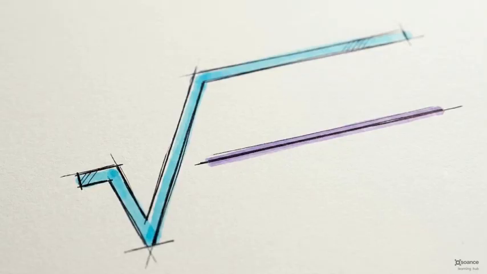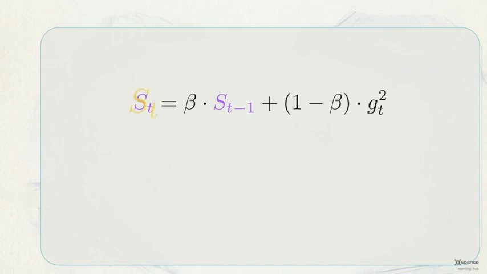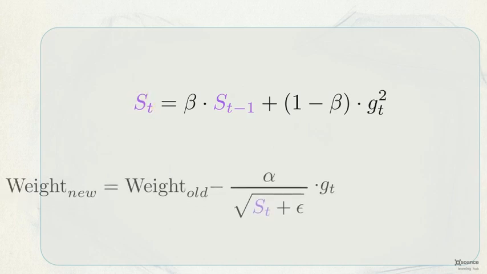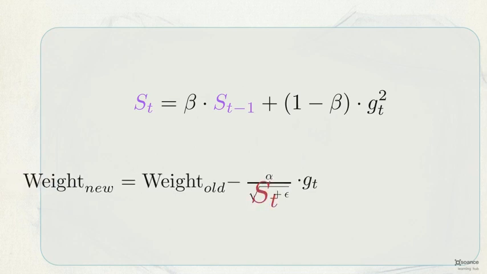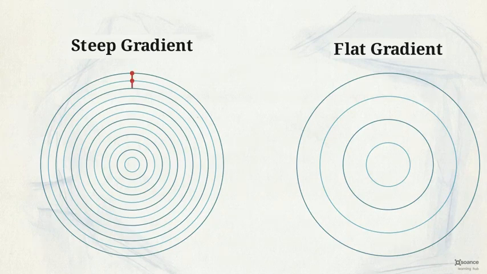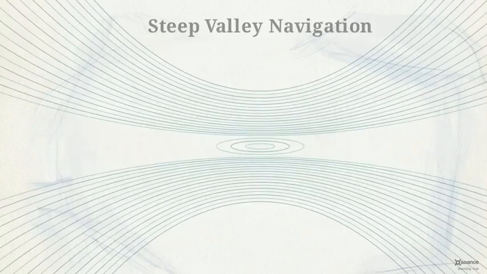There is a second separate technique we can use to stabilize our path, called root mean squared prop, or RMSProp. Instead of averaging the raw direction, RMSProp tracks a moving average of the squared gradient. By dividing our learning step by this squared average, the algorithm automatically adjusts its scale. When the gradient is steep, the denominator grows, forcing a small step. Where terrain is flat, the step remains large.